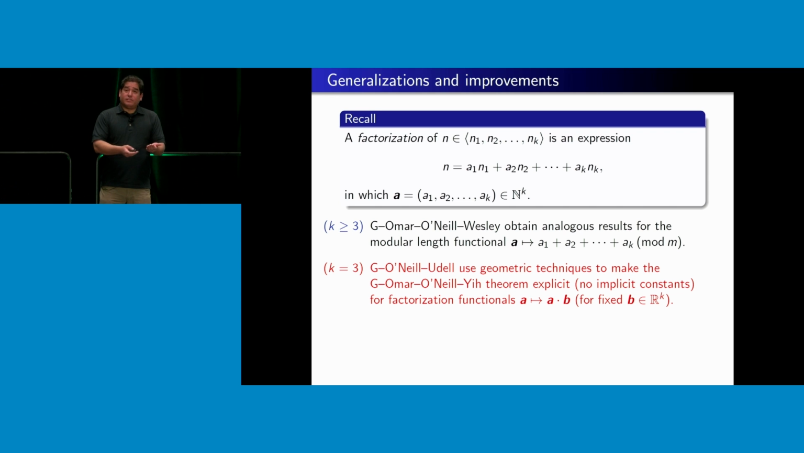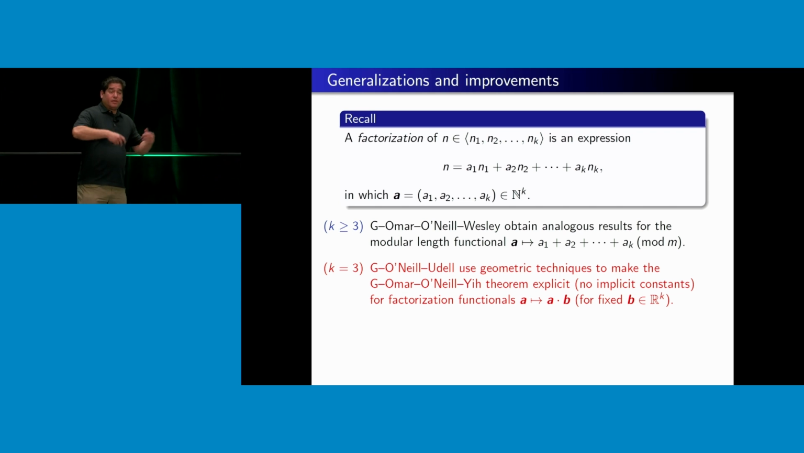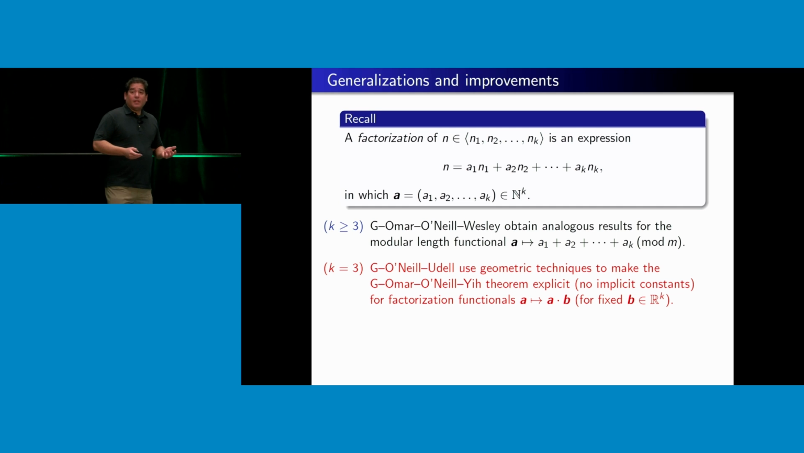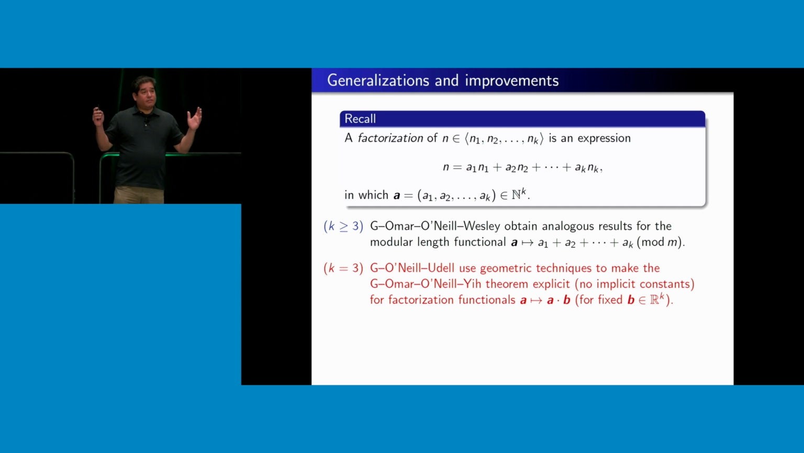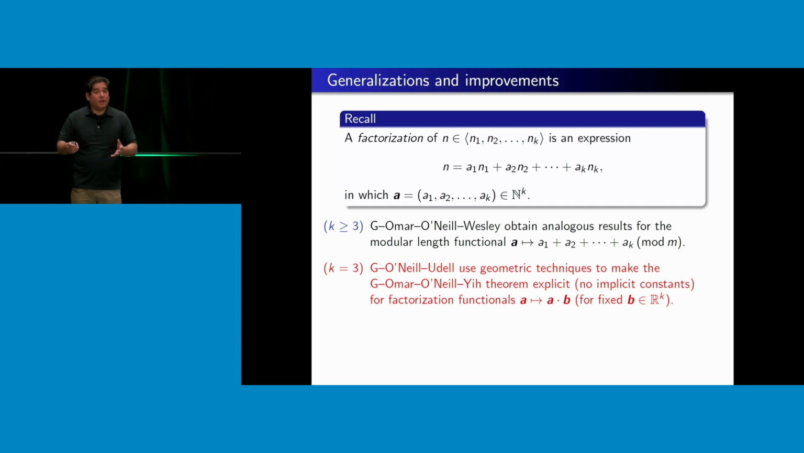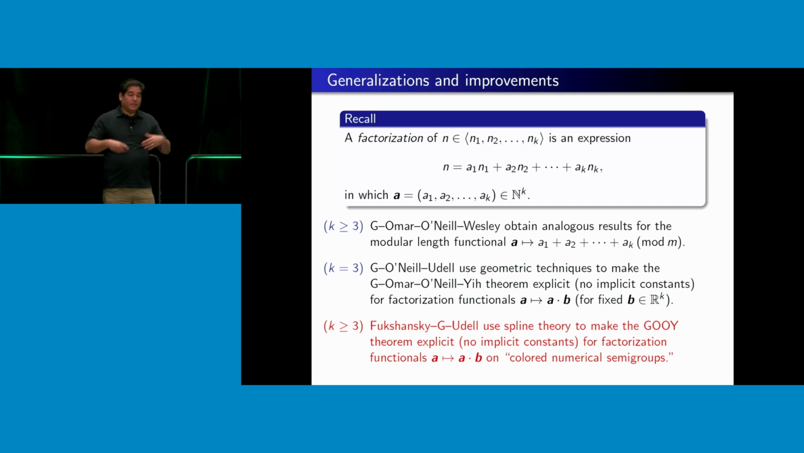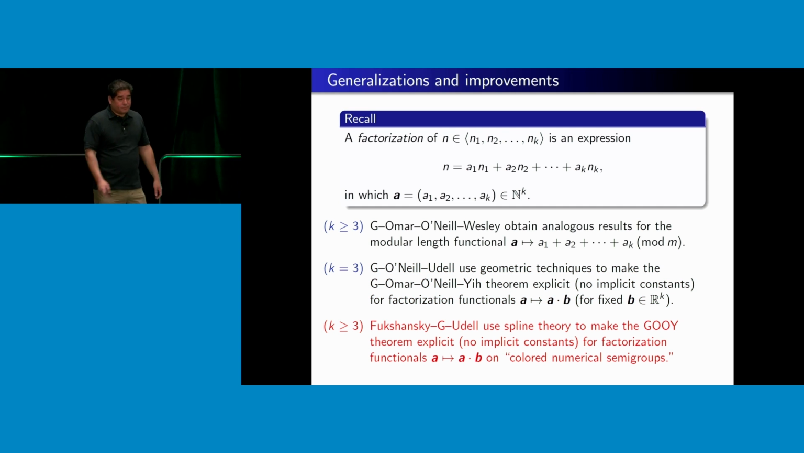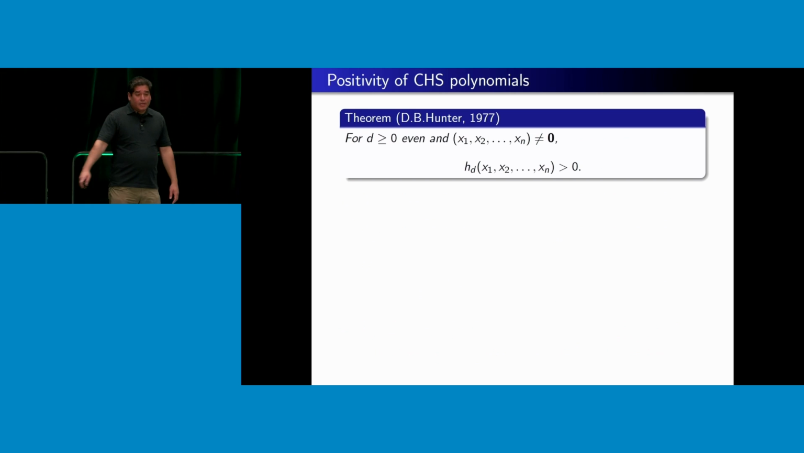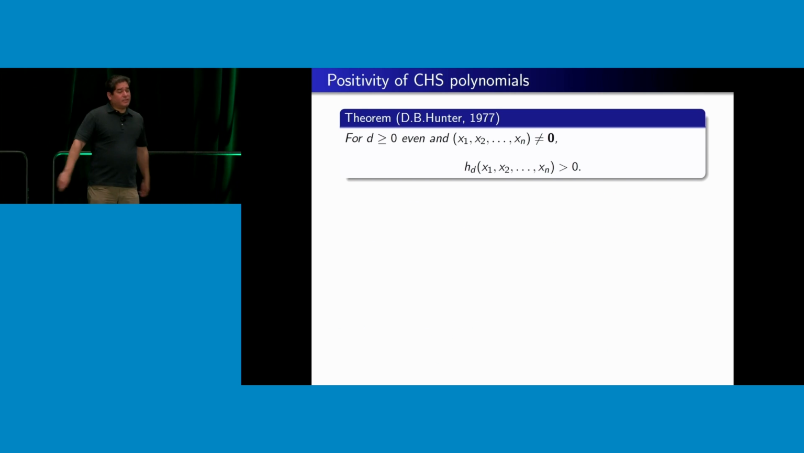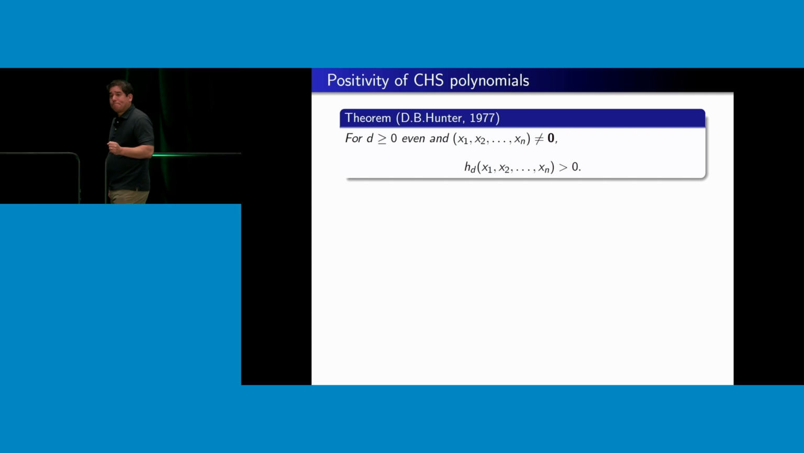You can use more general functionals. Instead of dotting with the all ones vector, you can dot with whatever vector you want. And more importantly, you can get the decay rate, you can get the error bound completely explicit. So we're able to do that for 3 generators and now with 4 generators and higher. But I want to revisit those CHS polynomials because they're really cool.